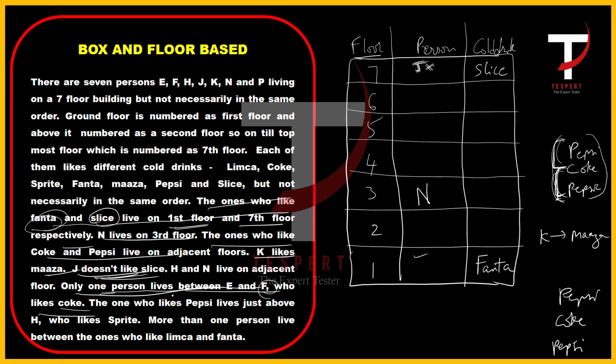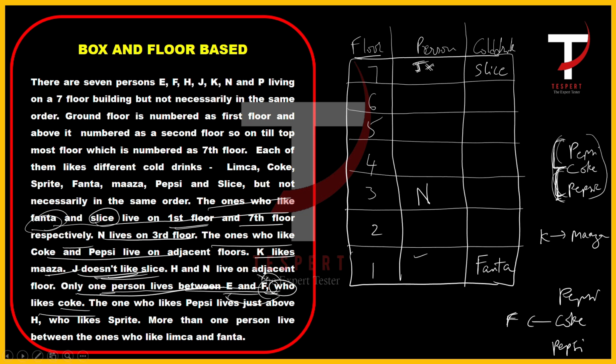But here what is given? Only one person lives between E and F who likes Coke. So here "who" refers to F, it doesn't refer to E, right? So we should mention F here, as F likes Coke.